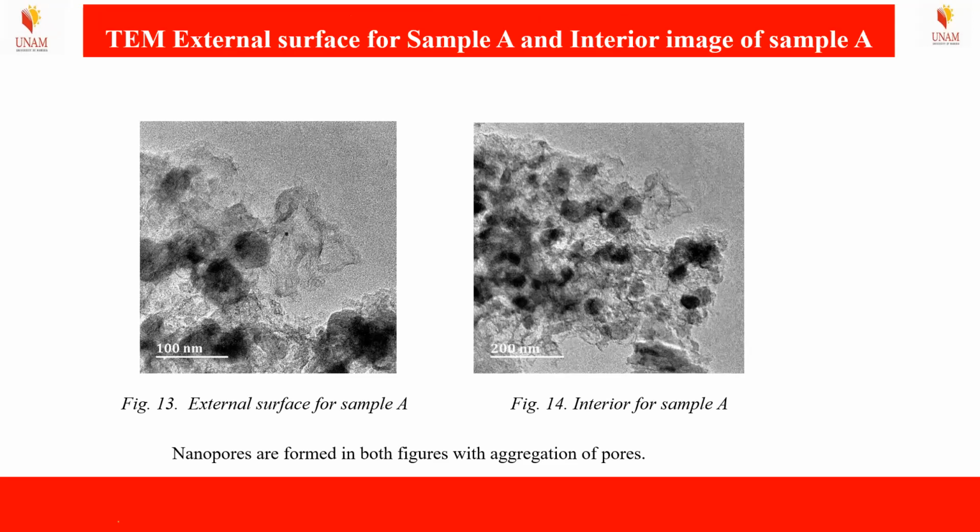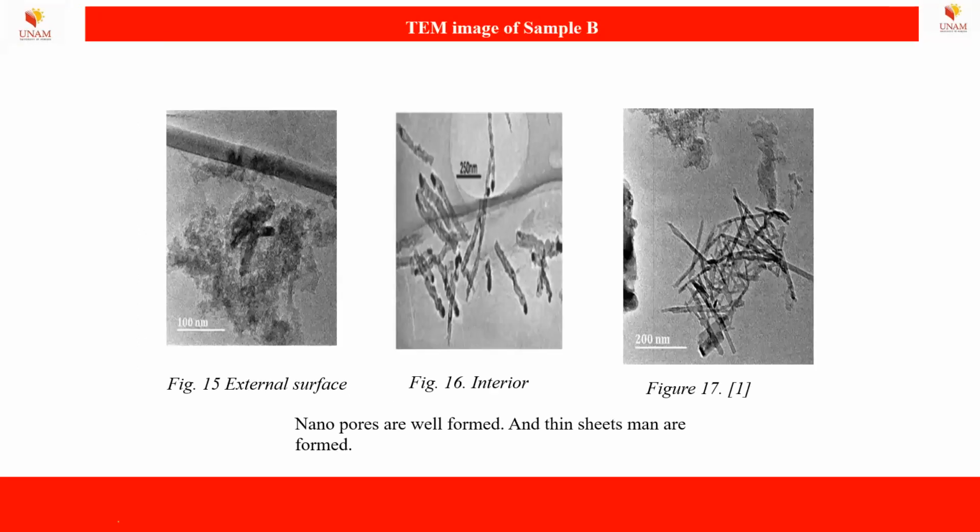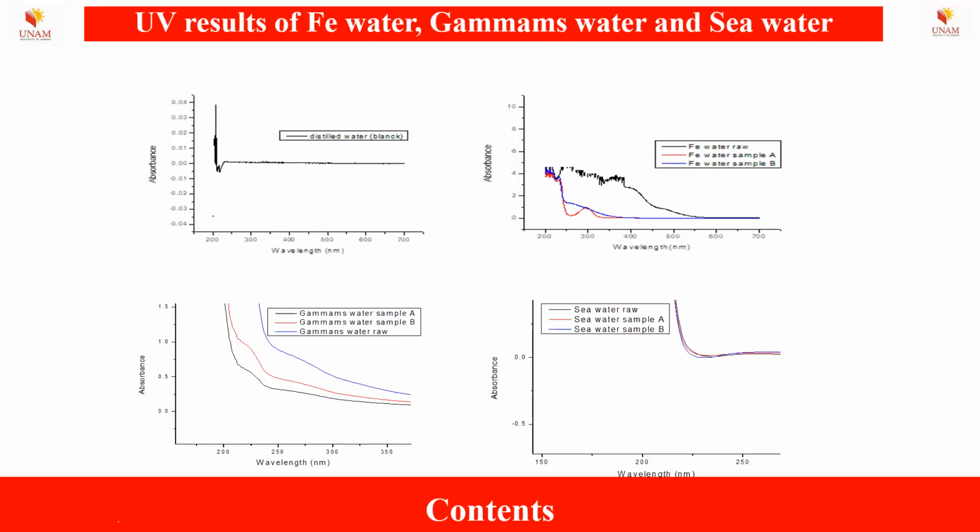Transmission electron microscope, this gives the whole picture of the material being nanoporous or not. You can see a lot of small pores are formed, nanopores. It is evident with the aggregation of this, pores are being formed. Then external and interior, these nanopores are well formed. After that, one particular sample is taken and magnified by the technologist, and you can see thin sheets are being formed.